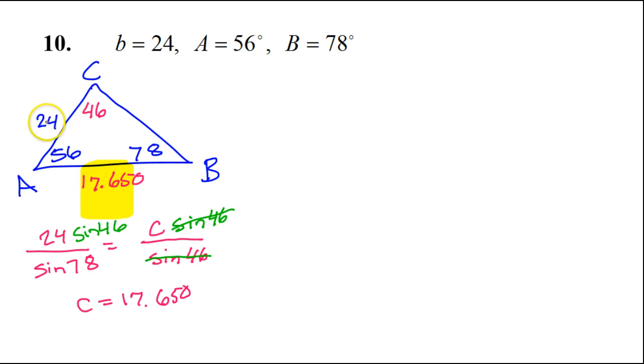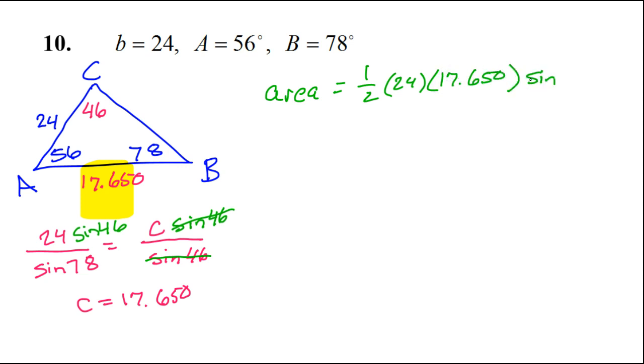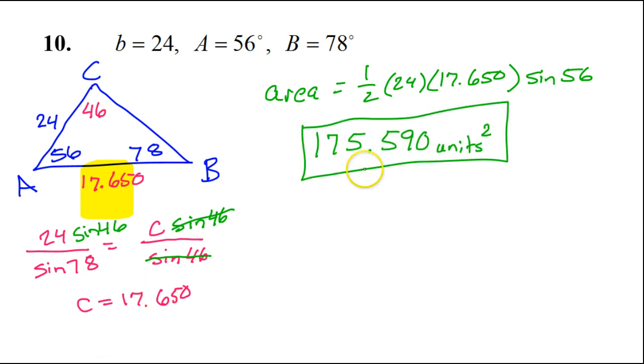Okay, now we have side angle side, so we should be able to calculate the area using the formula that goes 1/2 one side times another side times the sine of the included angle. So go ahead and put this in your calculator. And I got 175.590.